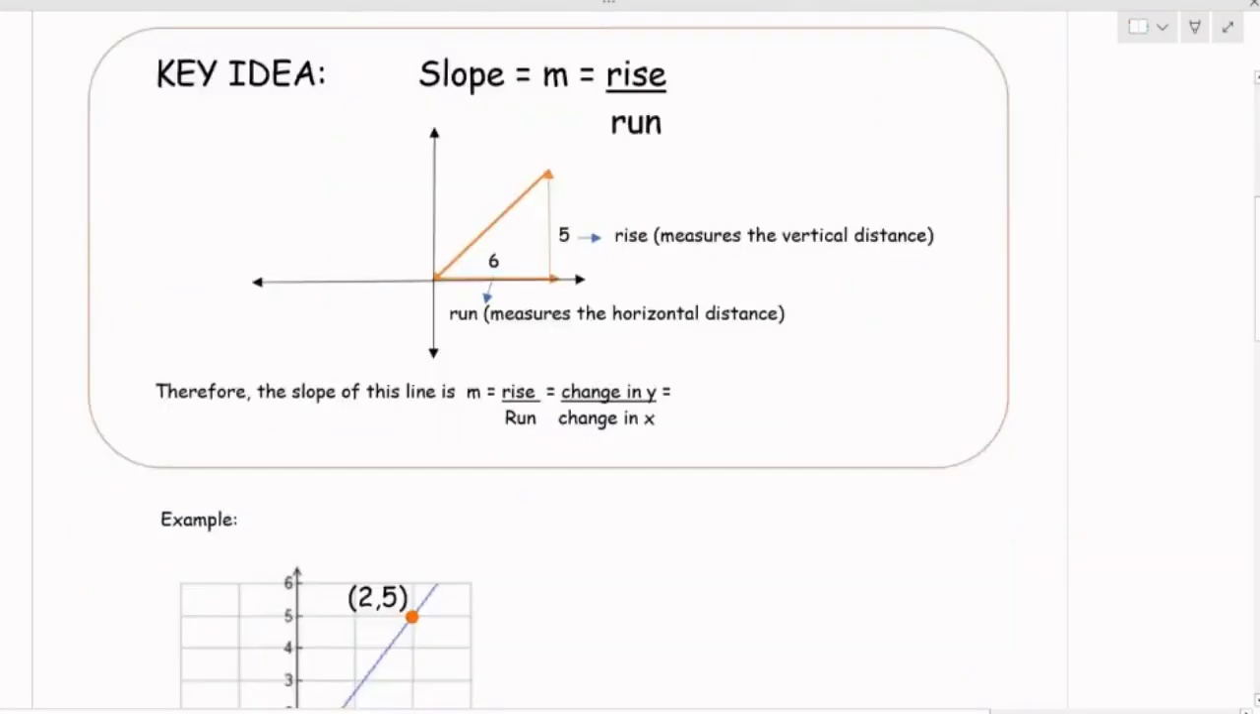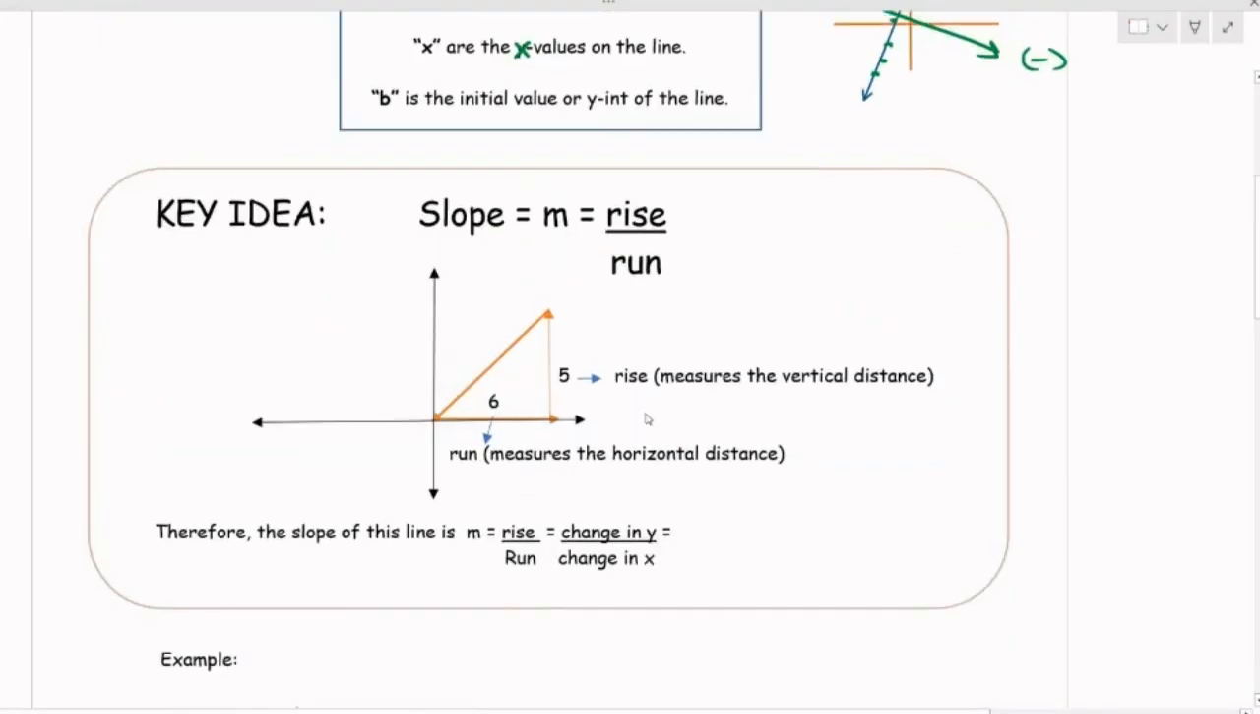In this simple diagram, I created a line that passes through horizontally. It goes from 0 to 6, so it has a run of 6 units. That measures the horizontal distance. This diagonal line rises vertically 5 units, and that, like I said, measures the vertical distance.